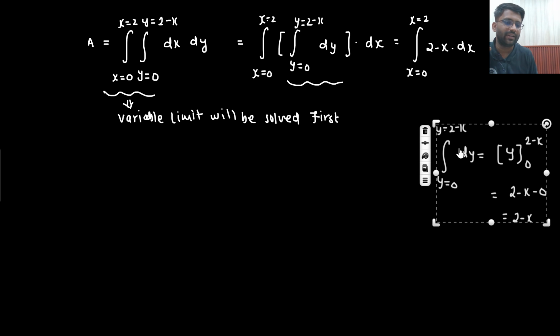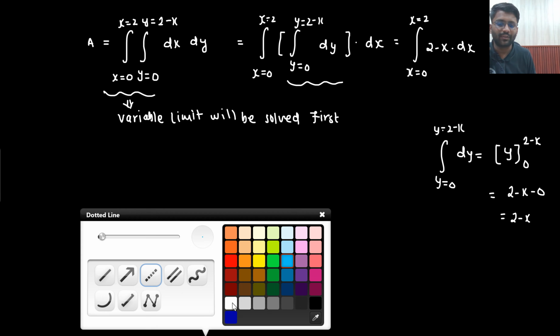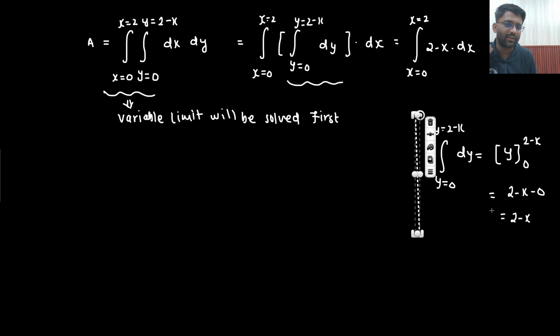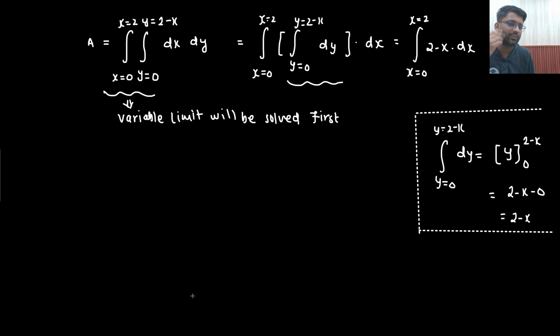We have solved this separately, but with time we will build up the practice of solving it within one step only. Here we have taken a separate step, but with time we will build the practice that we don't need to solve this much separately. So A equals the integration of 2 minus x dx. That would be 2x minus x square by 2. The integration of 2 is 2x, and the integration of x is x square by 2, with limits from 0 to 2. You just need to put in the limits now. If you put the limit here, 4 minus 4 divided by 2.